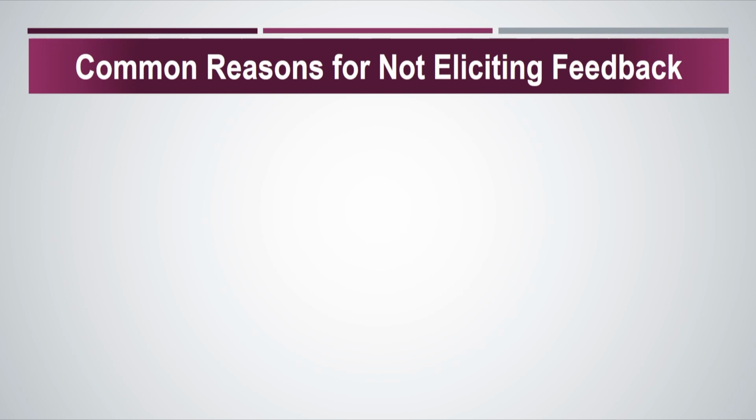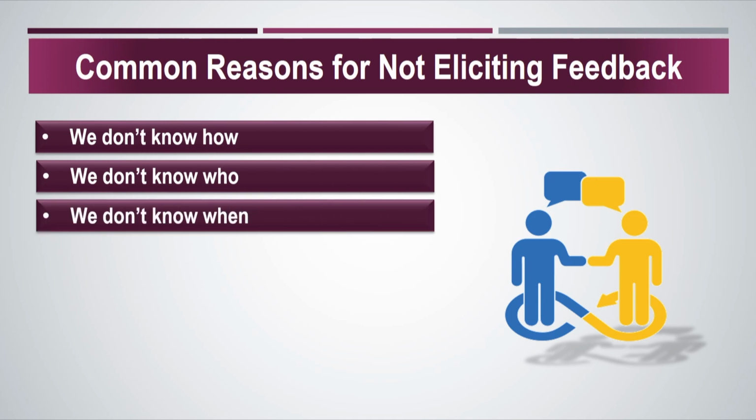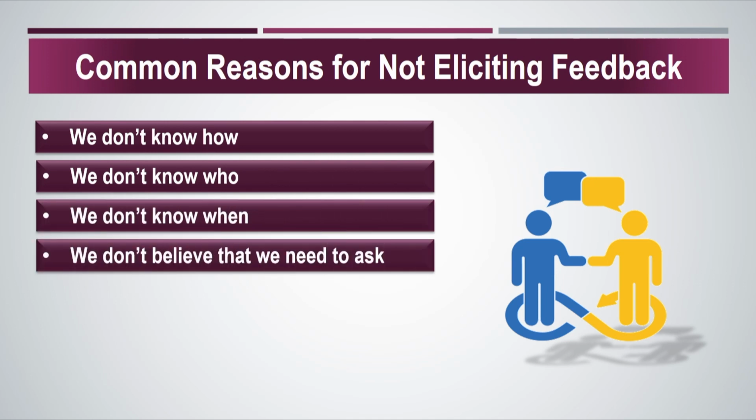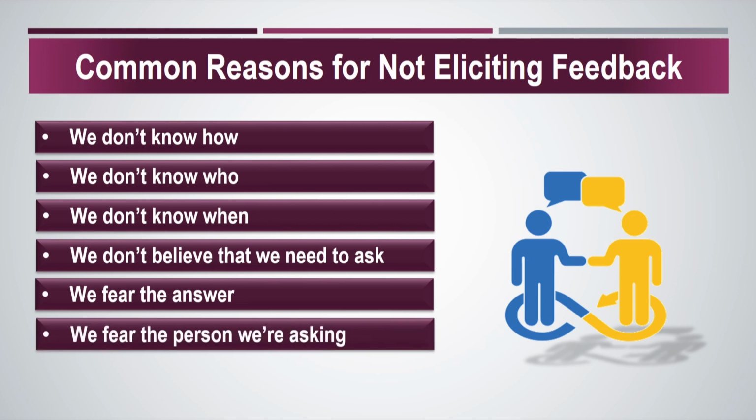These can be: we don't know how, we don't know who, we don't know when, we don't believe that we need to ask. We fear that somebody will answer in a different direction. It may be my criticism. We fear the person we are asking. We are scared of the person, he may be high up, or due to his behavior, due to which we are not eliciting feedback from him.